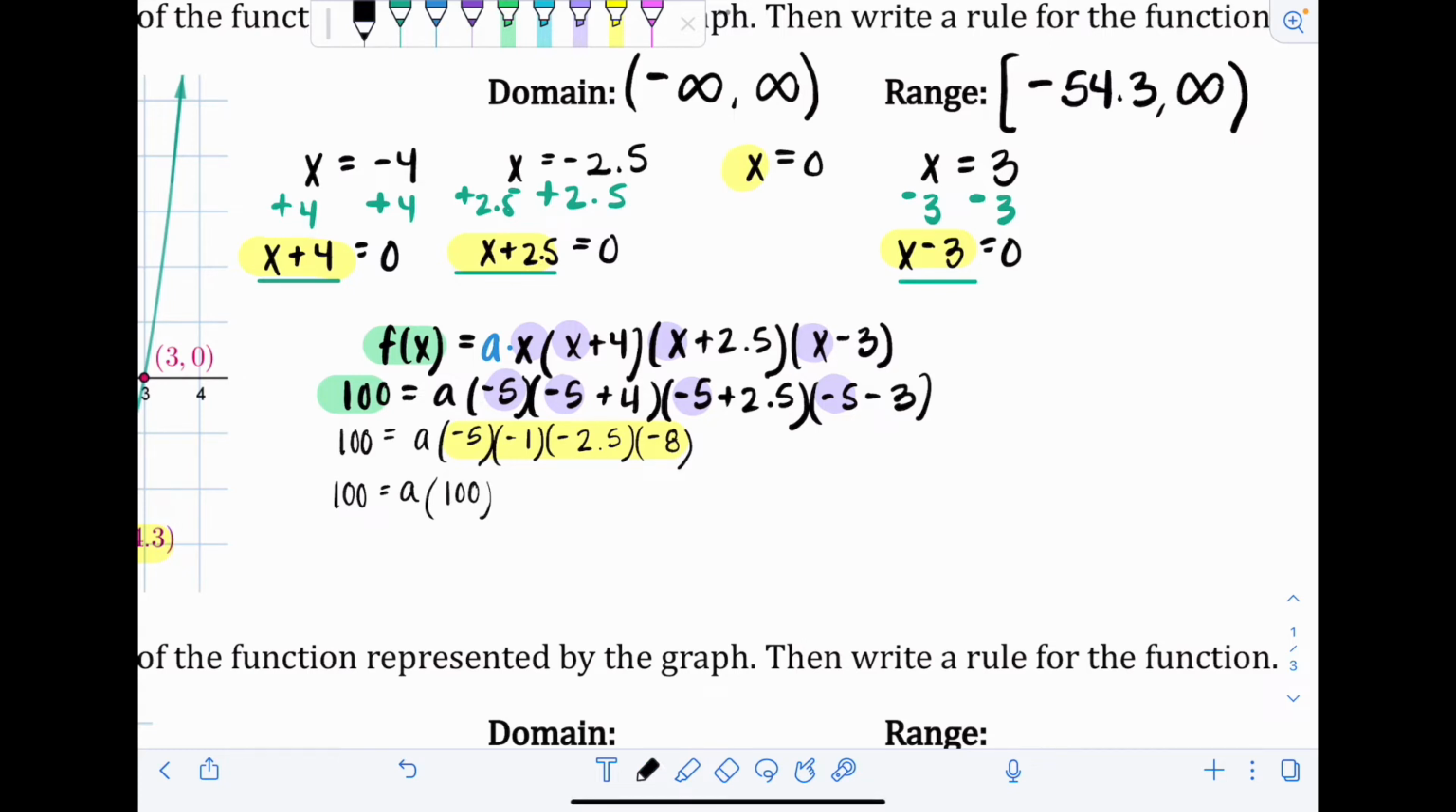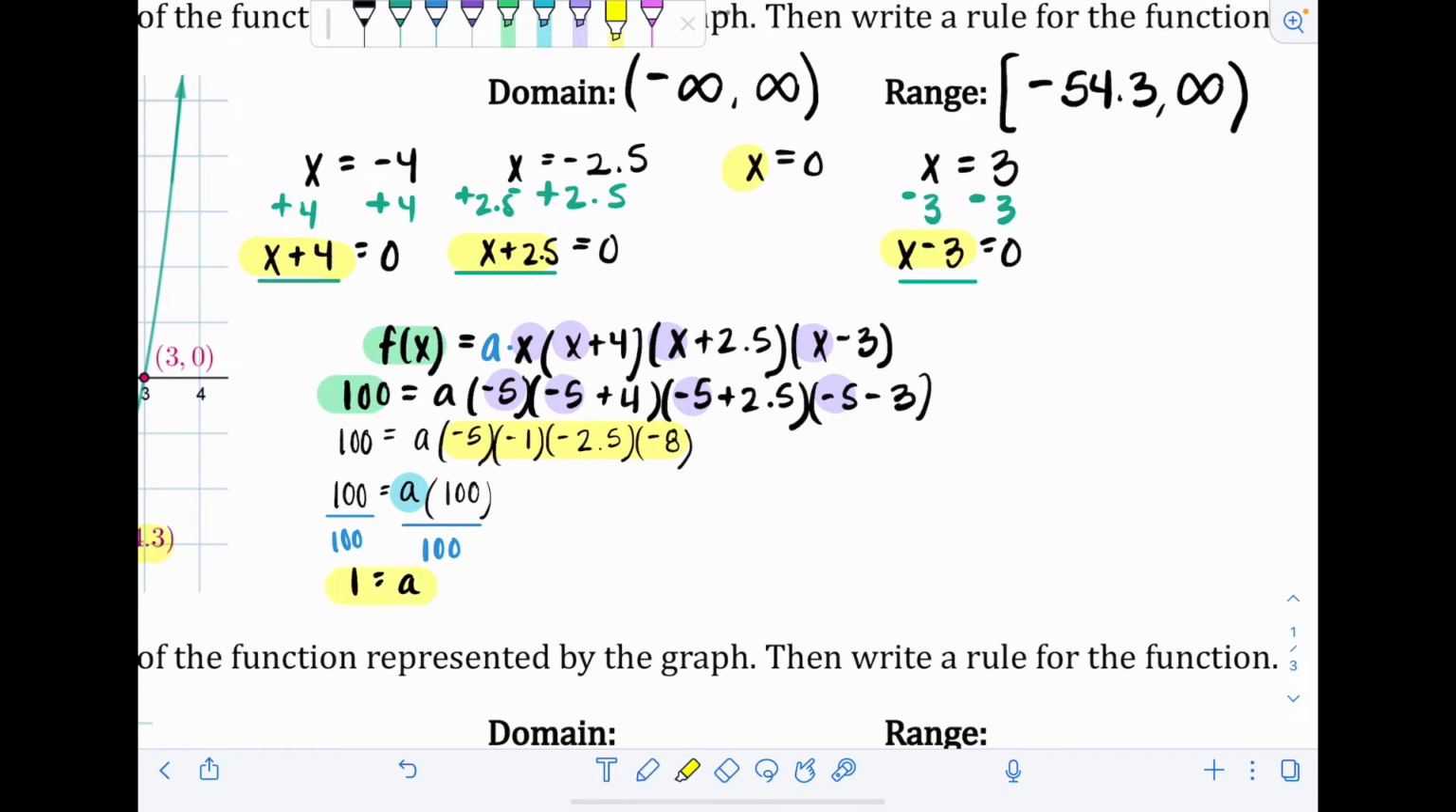Okay, and then now we have 100. Our goal is to get a by itself. We have 100 that's being multiplied by a, so I would divide both sides by 100. And then 100 divided by 100 is 1. It's equal to a. So we end up with just a equals 1.